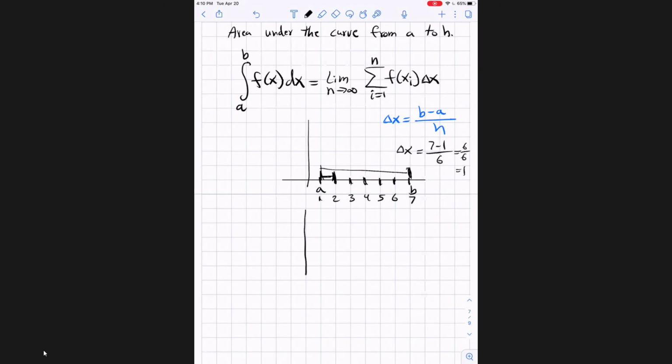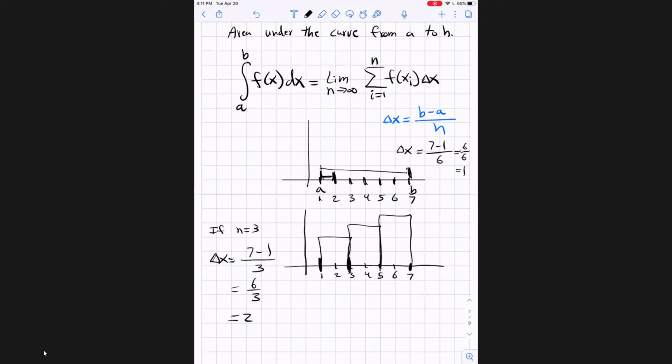Whereas, let's say somebody else doing this wanted to partition it into only n equals 3. So if you wanted n equal 3, you get delta x to be 7 minus 1 over 3, which would be 6 over 3. That would mean your delta x is 2. Why? Because look at the rectangles now. The width of the rectangles is 2.